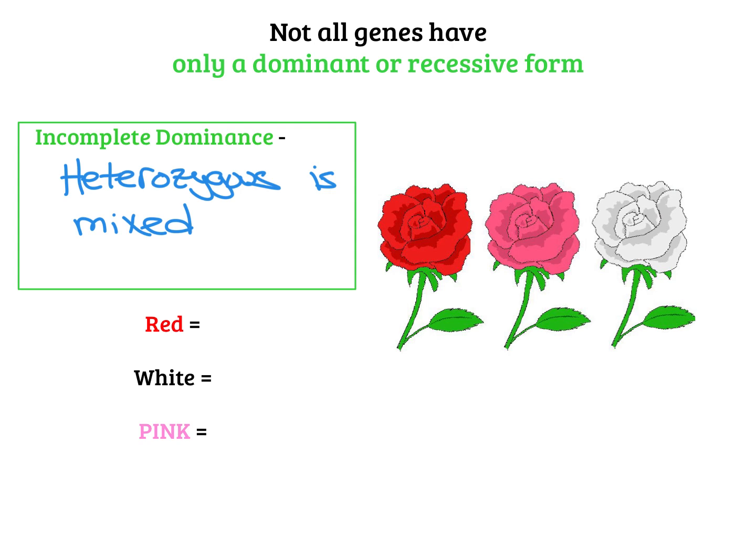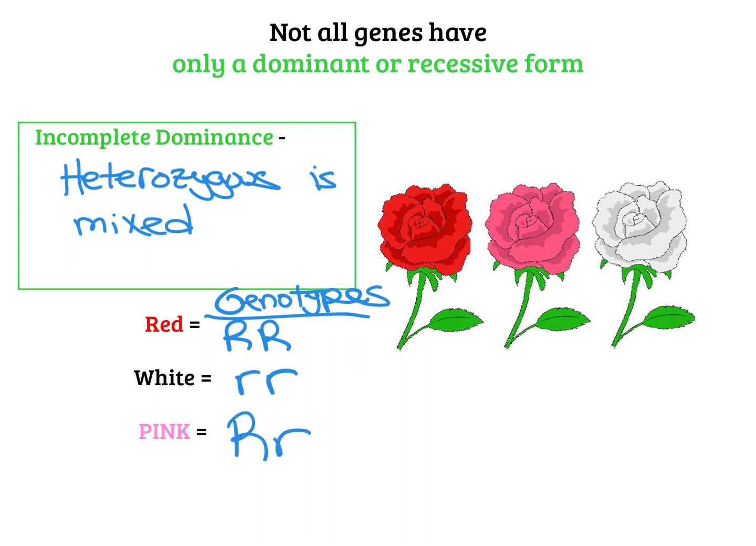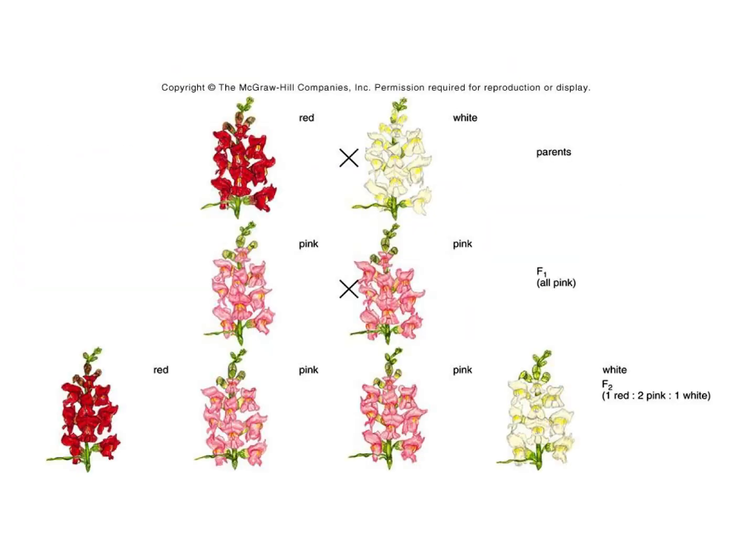So for the genotypes, red flower, we're going to give big R, big R. White flower would be little r, but the heterozygous is pink, that is big R, little r. This problem here is a generational problem.